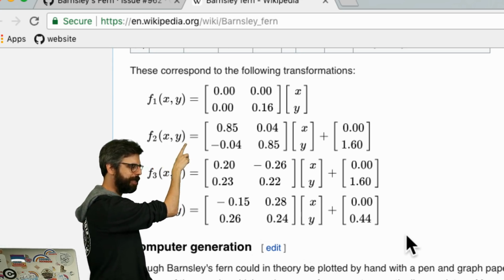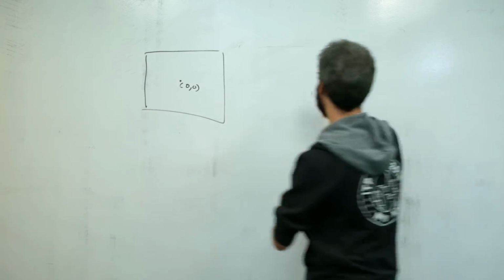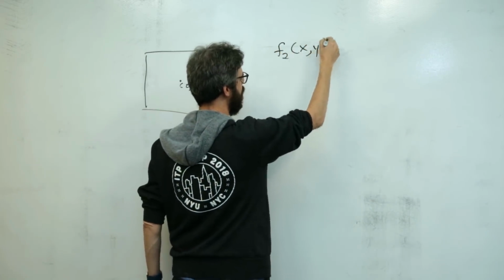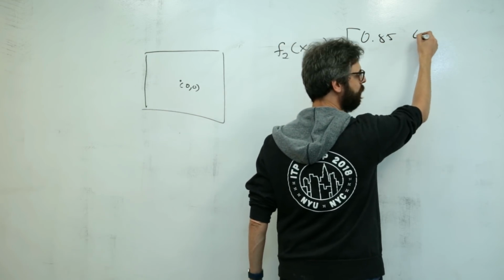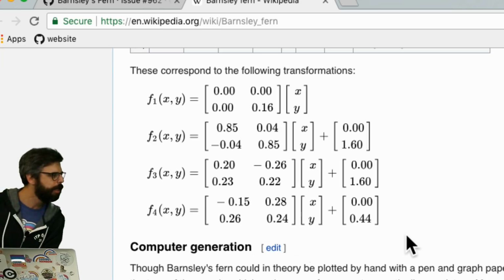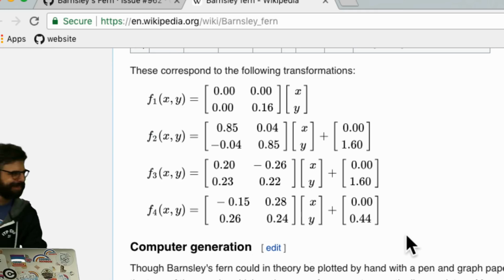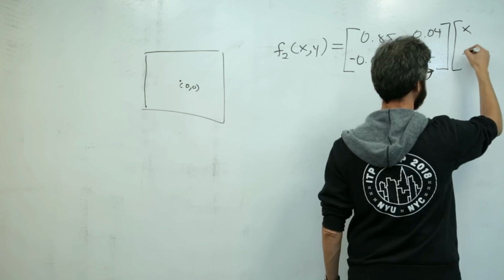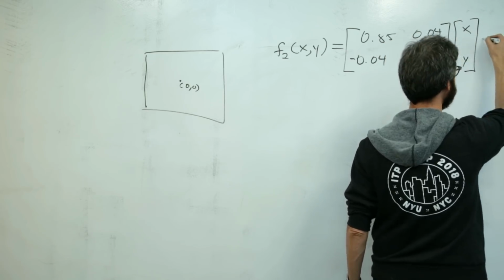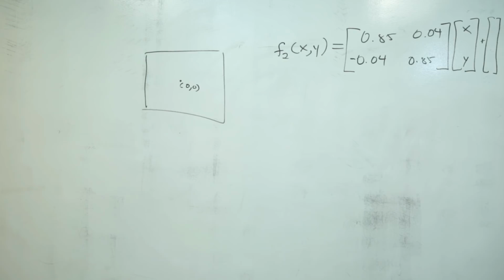Let's use just this second one, and let's rewrite this over on the board. So f of 2, x comma y equals, sorry, I'm going to have to go back and check it. 0.85, 0.04, negative 0.04, 0.85. I should have made up my own numbers. Then we have x, y. Oh no, I'm running out of space. Plus, I can fit this in, 0 and 1.6.